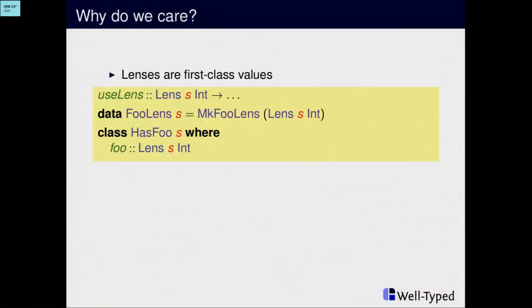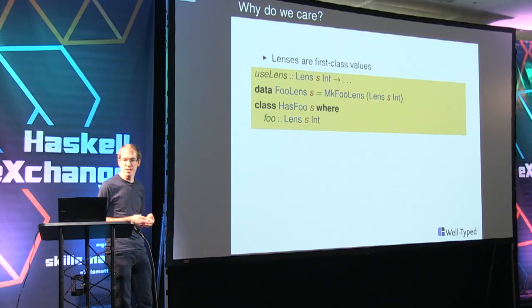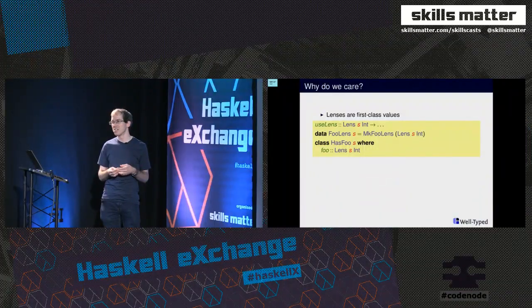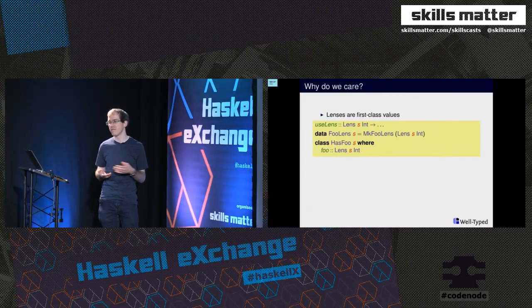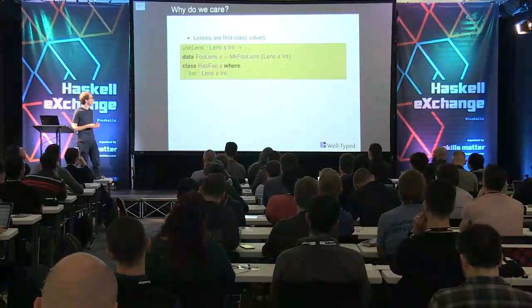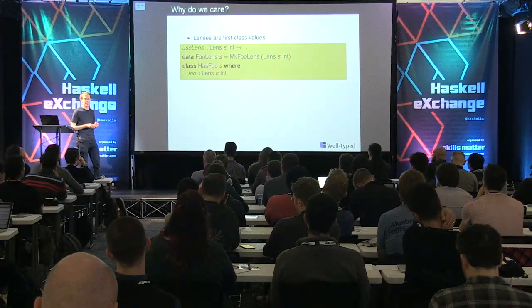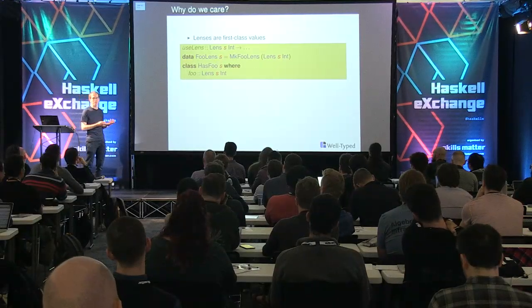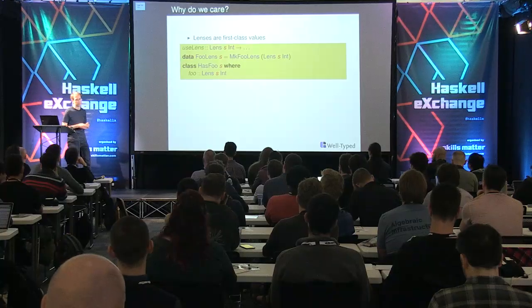First of all, the fact that they're first-class values gives you quite a lot of power. You can write functions which consume lenses, you can store them in data structures, you can compute them using type classes. That means that anything you can do with a normal Haskell value, you can do to construct lenses and work with them. And that gives a lot of flexibility for defining operations on data structures where maybe you want to be parameterized by which particular bit of the data structure you're working on.